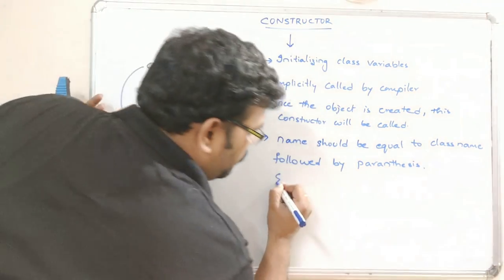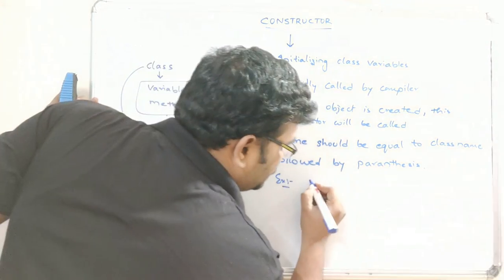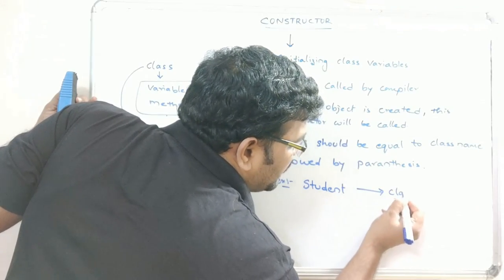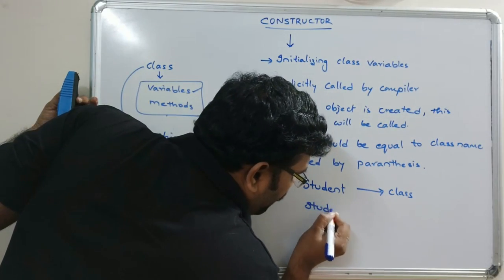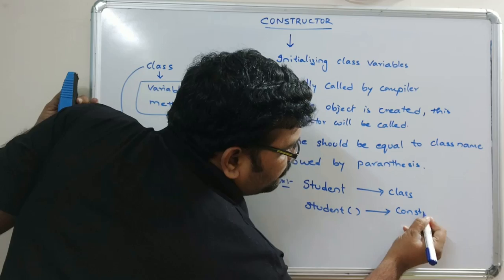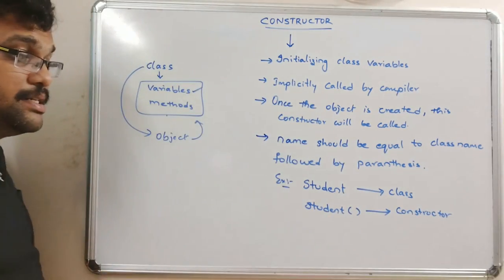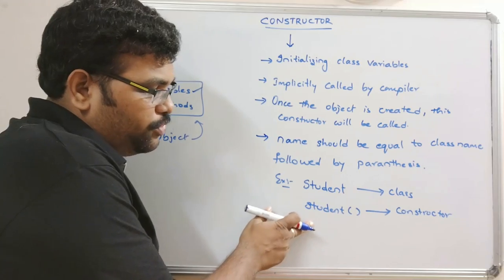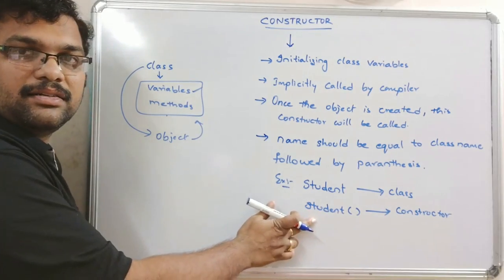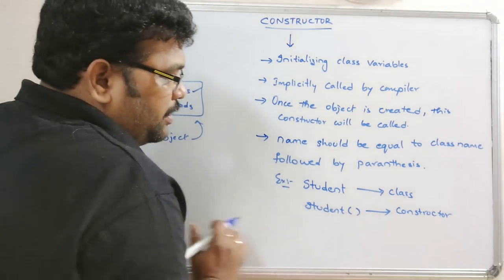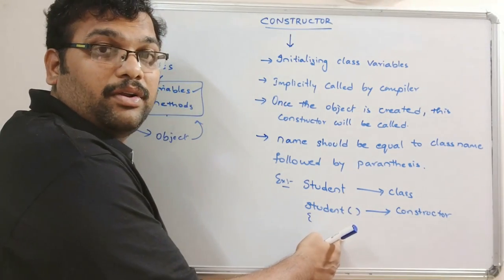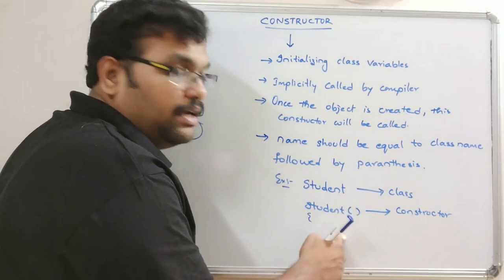For example, if the class is student, then student followed by the parentheses is a constructor, right? This should also be written in the class. Now the class can have variables, methods and constructors till now. So this is a constructor. We can write the body of the constructor, so whatever we want to implement can be written inside the constructor.